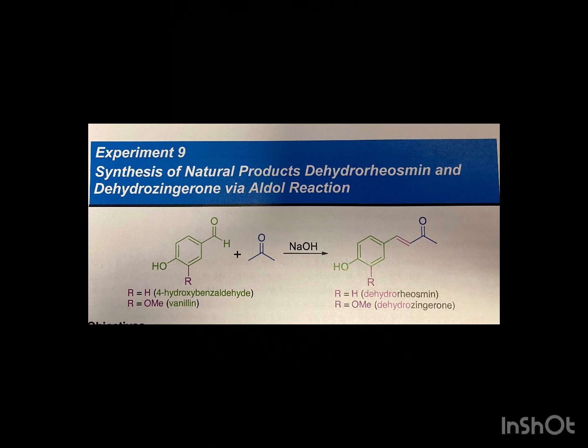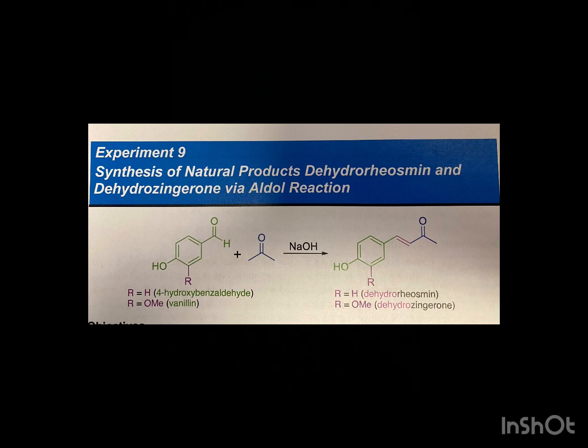Both vanillin and 4-hydroxybenzaldehyde are aromatic aldehydes and do not have alpha hydrogens. Acetone contains one type of alpha hydrogen and is a symmetrical ketone. The crossed aldol products are solids.